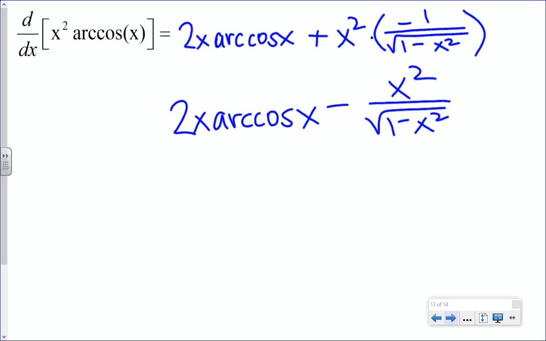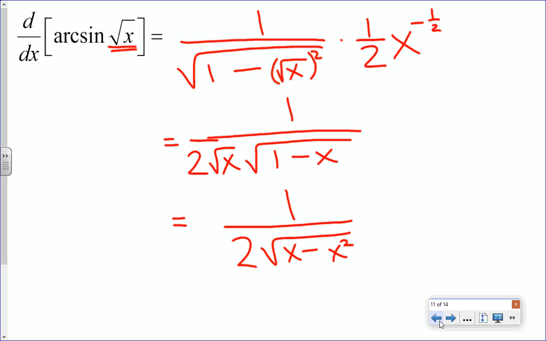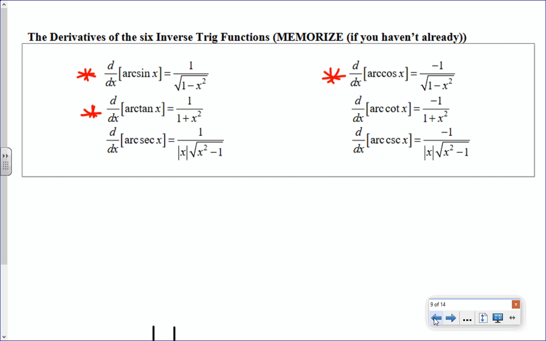Let's recap. Do you need to know how to apply the rules? Yeah. Do you need to memorize all of them? No. You need to memorize arc sine, arc cosine, and arc tangent. So if you think of those as the first three, that's what you need.